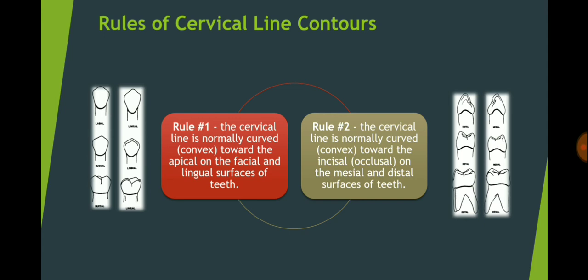However, when you look at the interproximal, in the mesiodistal, the cervical line or the CEJ is normally going to be curved towards the incisor. As you can see in the picture here on the right side, the CEJ is curved towards the incisor or the occlusal surface. Very key, important anatomy to note.